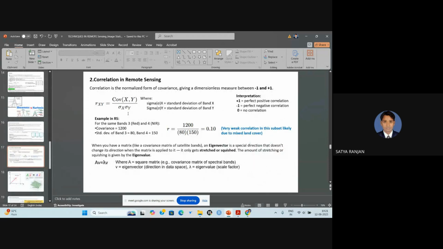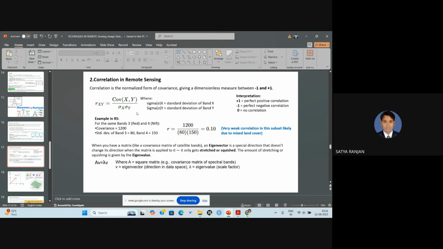Then correlation in remote sensing. Correlation is the normalized form of covariance and gives a dimensionless measure between -1 and 1. This is the formula: correlation is equal to covariance xy divided by sigma x into sigma y, where sigma x is the standard deviation of band x and sigma y is the standard deviation of band y. How do you interpret this? If the value is plus 1, it's a perfect positive correlation, if it is -1, it's a perfect negative correlation, and if it is near 0, there is no correlation.